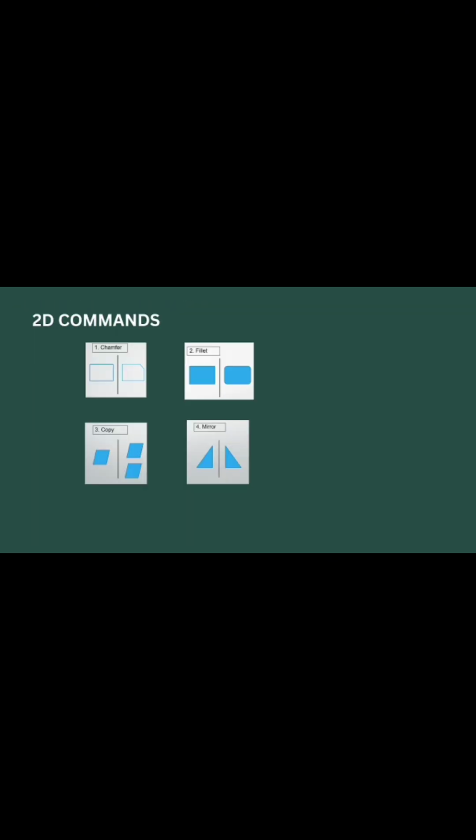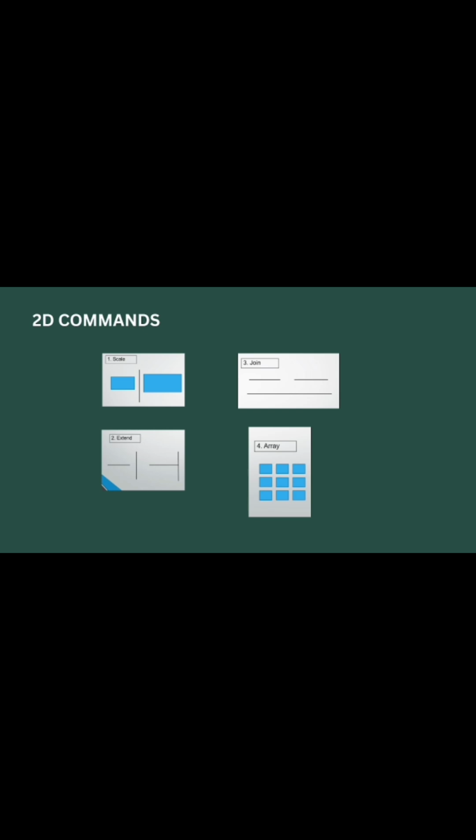So these are the 2D commands. Chamfer creates angled corners, fillet makes rounded edges, copy duplicates objects, and mirror reflects them across an axis. For the second set of 2D commands: scale, which changes the size of objects; extend, which lengthens a line; join, which connects segments; and array, which repeats objects in a pattern.